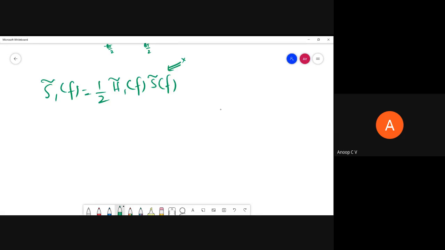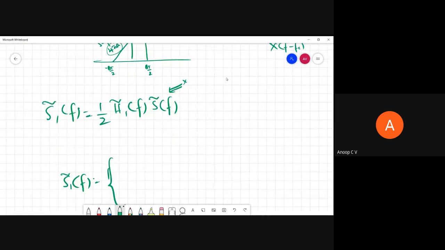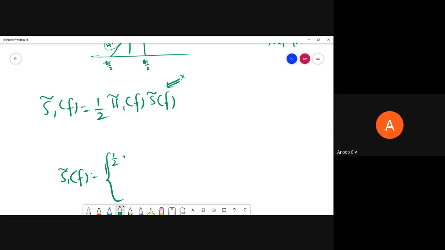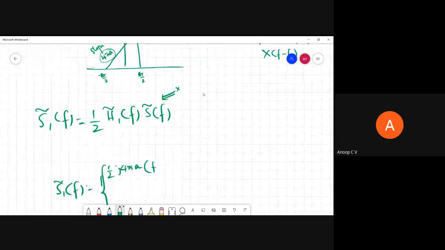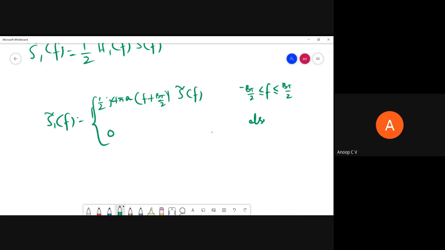So now s1 tilde of f is equal to, this h1 tilde of f has two cases, right? One is between minus bt by 2 and plus bt by 2, and the other case is elsewhere. So it is half times j 4 pi a times (f plus bt by 2) times s tilde of f, for minus bt by 2 less than or equal to f less than or equal to plus bt by 2, and it is 0 elsewhere. So this is s1 tilde of f. It's non-zero only during this interval.